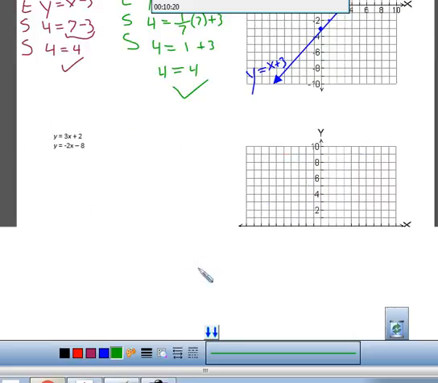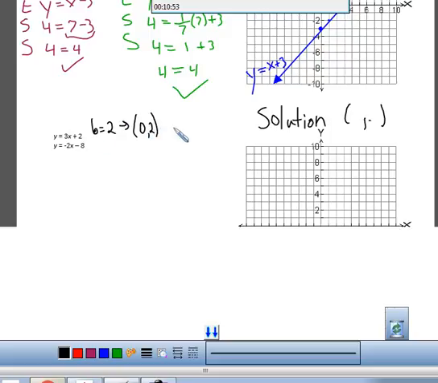The video is starting to get a little long, so I'm going to help you set up the next problem, and then I'm going to let you finish it. We're going to write solution. When you find the solution, when you find the point of intersection, you're going to put it here. And don't forget to test it. Alright, so we've got y equals 3x plus 2. So my y-intercept is 2. So if b equals 2, that means it's the point 0, 2. My slope is 3, change in y over change in x is 3 over 1.